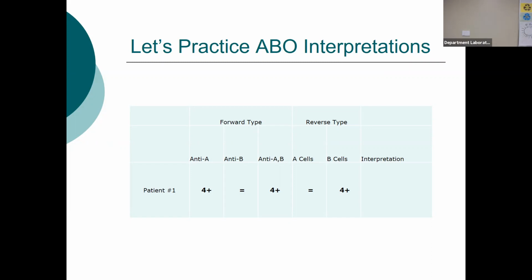Remember, in the back type, you're using patient plasma where the antibody is. So this patient has the A antigen on their red cells. They're going to have the B antibody in their plasma. The B antibody will react with B cells, not A cells. And that's what confuses students, and that's why they often want to say this patient is a B. That's not right. We always type our patient by what antigen is present in your front type. So this patient is A.